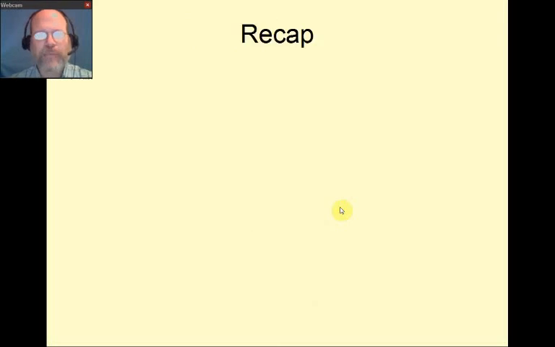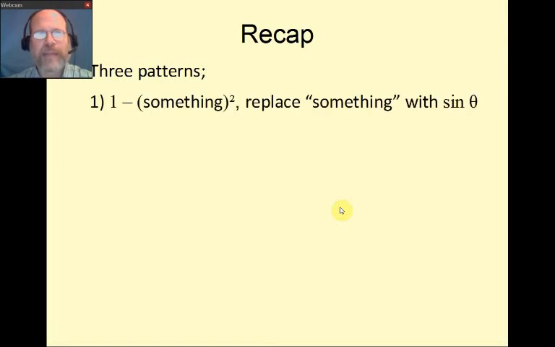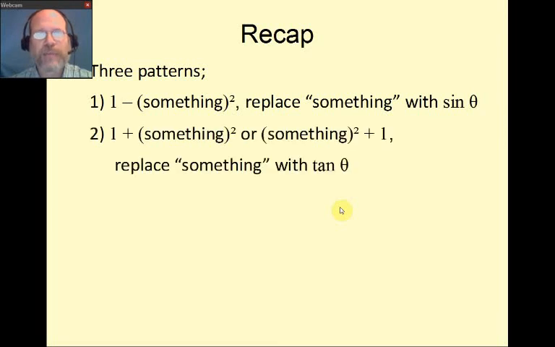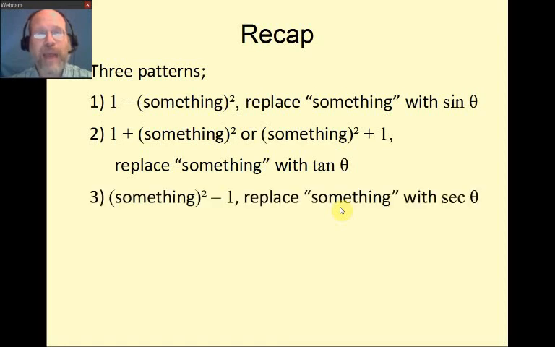Let's recap real quick here. So we had three patterns. They were 1 minus something squared, and in that case you use the sine of theta as your replacement. Something squared plus 1, or 1 plus something squared. In that case you use tangent theta as your replacement. And something squared minus 1, and in that case you use secant theta as your replacement.